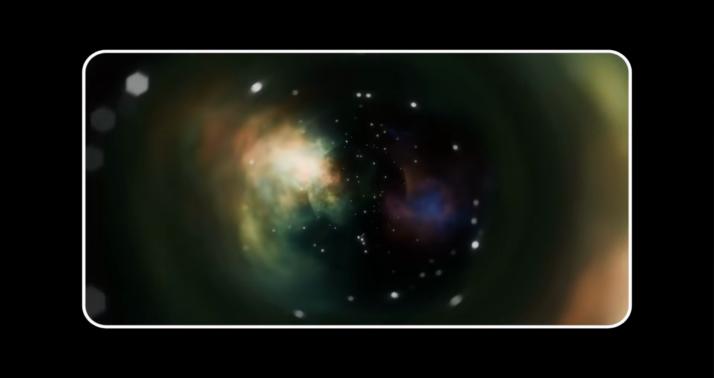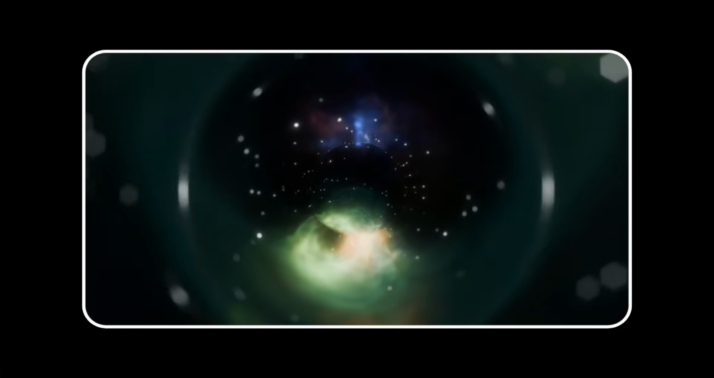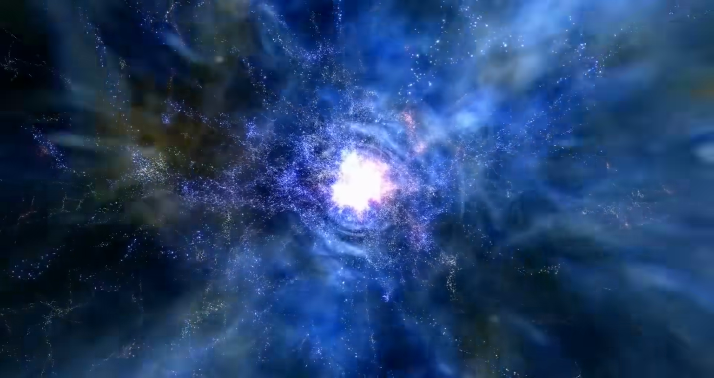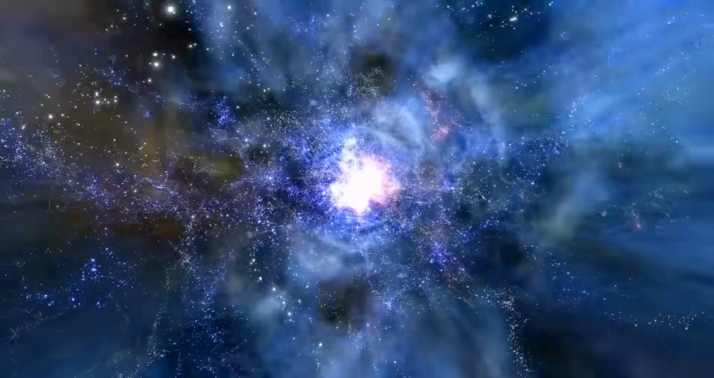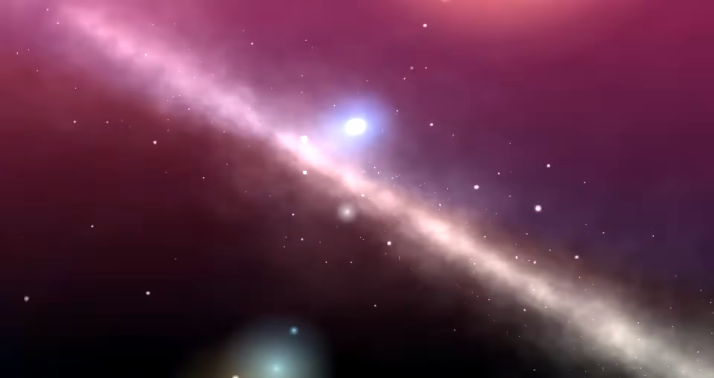Galactic cannibalism isn't just a dramatic flourish, it's a core component of hierarchical structure formation. In the lambda-cold dark matter model, small structures form first and merge over time to build larger ones. That means today's massive spirals and ellipticals weren't always so big. They grew by eating their neighbors.